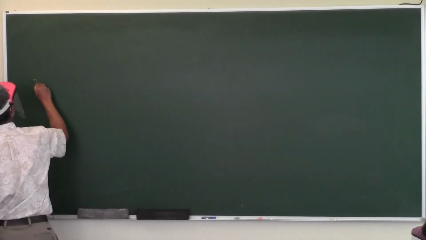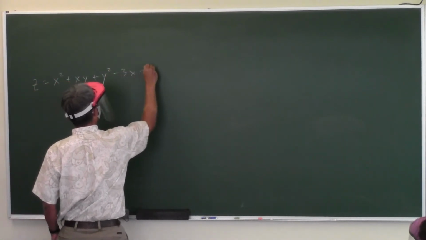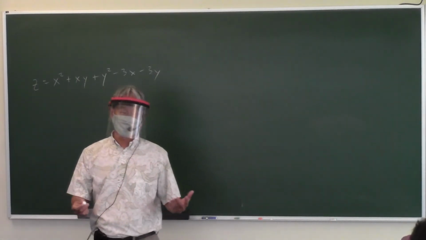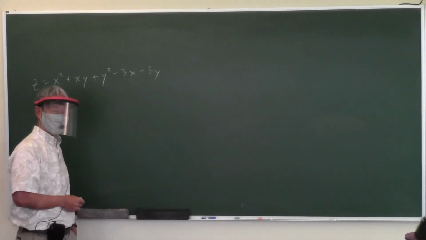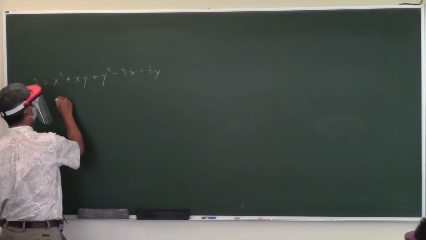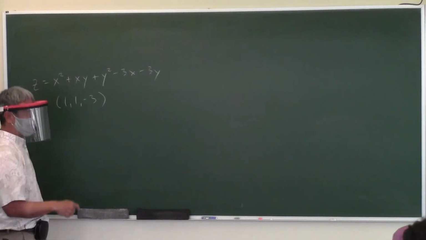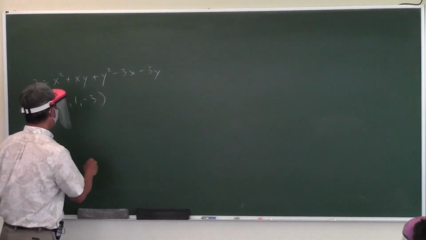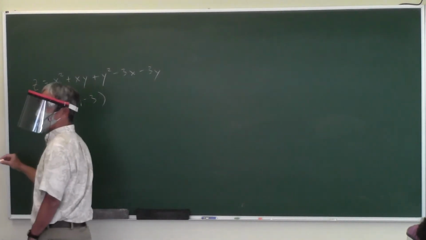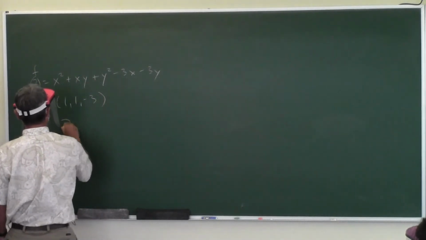Z equals x squared plus xy plus y squared minus 3x minus 3y. Okay, so using the second partials test, first of all, we've got to get the stationary point. Do you remember what it was from yesterday? Yes, 1, 1, -3. Now, without doing the thing we did yesterday, using the second partials test, we have to compute the partials. So here we go. I guess we can think of this as f.